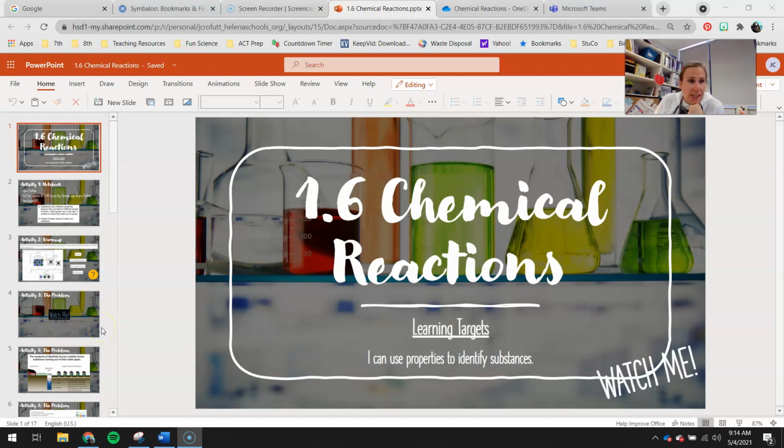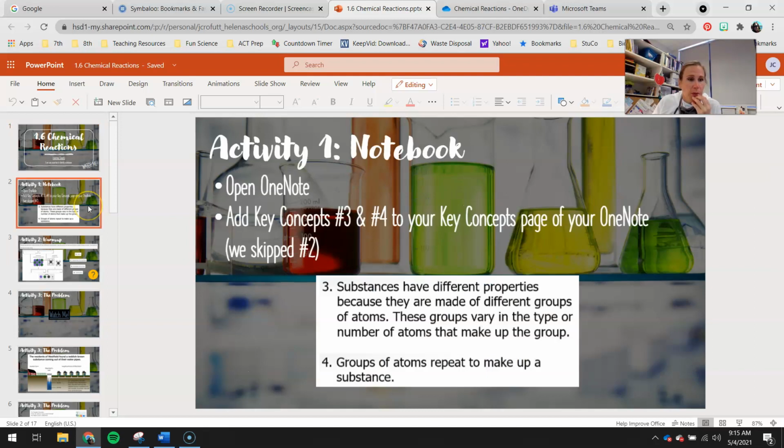Hey 8th graders, today's assignment is 1.6 chemical reactions. Your learning target for today: I can use properties to identify substances. In this lesson we're really going to get into the underlying phenomenon of this unit, which we're going to focus on a little bit because it's kind of fun playing the detective and figuring out what an unknown substance is. Okay, so moving on to our first activity of the day, which of course is your notebook.